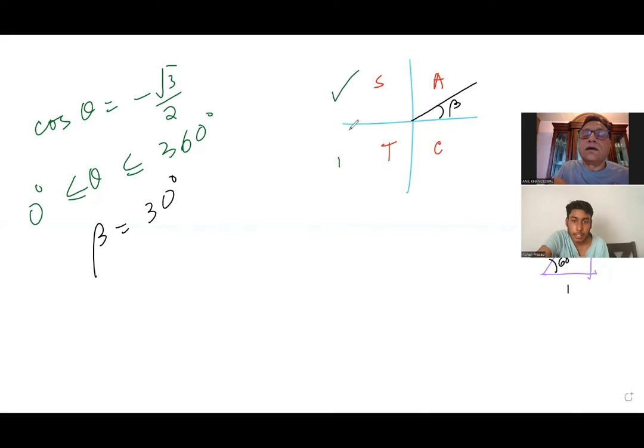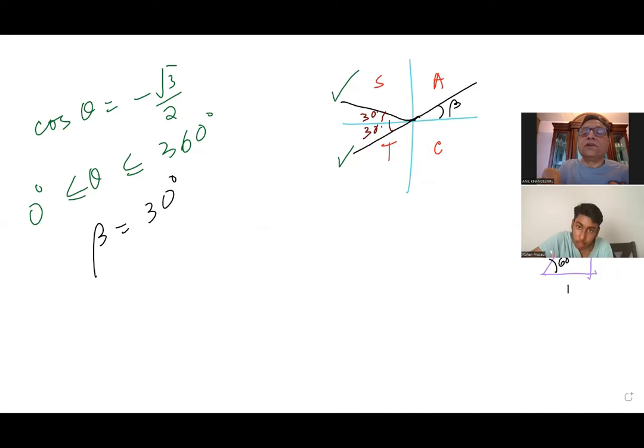In sine and tan, in quadrant 2 and 3. So we will look for the angles, the principal angles in quadrant 2 and 3. Do you see that? So the related acute angle, yes sir, is 30, correct?